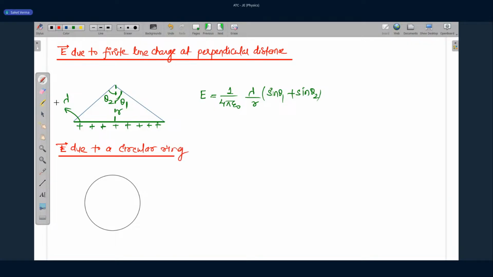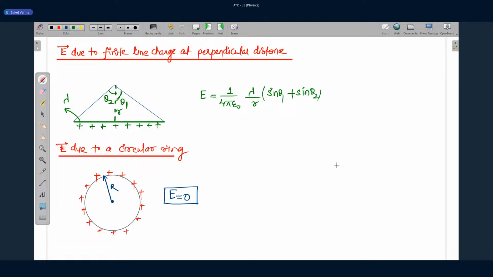So for E due to a circular ring, we have the charges in the form of a ring. The charges on this wire, which forms a ring, have a certain radius, that is r. Now what is the electric field at the center of a uniformly charged ring? Obviously the electric field will be 0, because at the center the electric field will be 0. So these are the formulas.